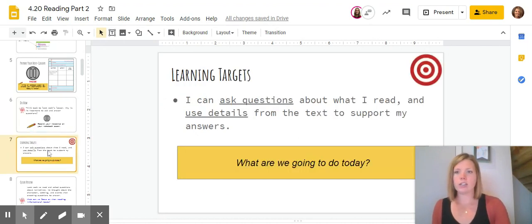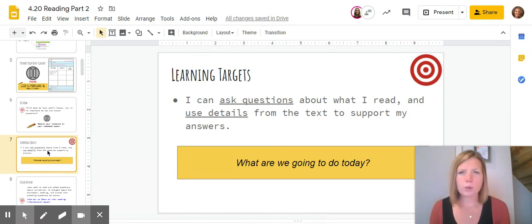So let's take a look at our learning objective. It says, oh, repeat after me. I know it sounds silly. Just do it, okay? It says, I can ask questions about what I read and use details from the text to support my answers, right?